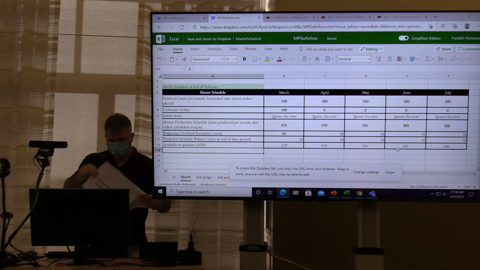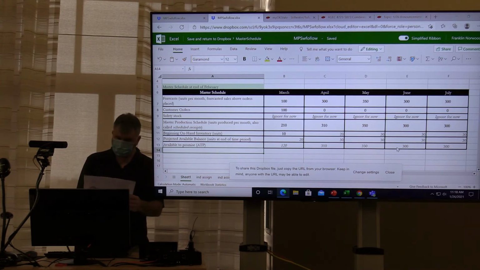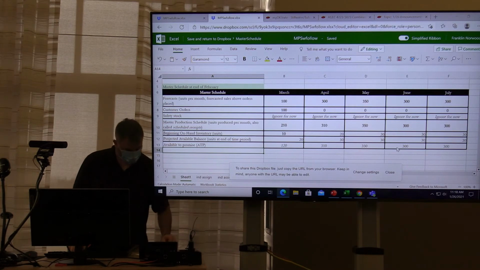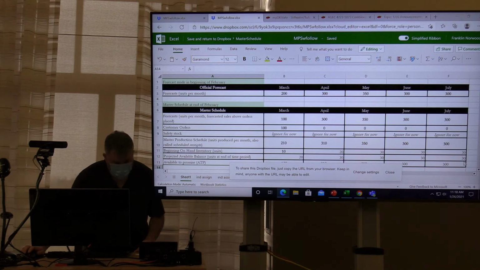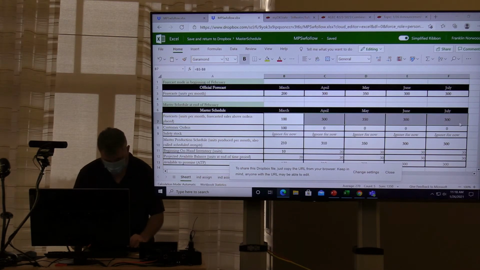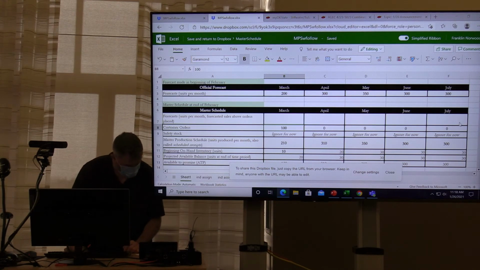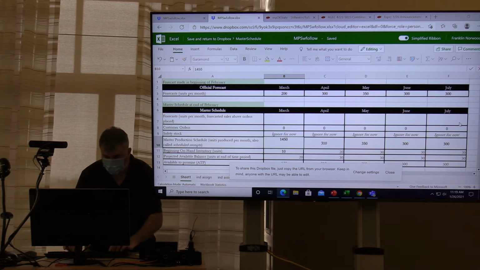Let's go to page 3. All right, this is a little different. Looks like sales are the same, 200, 300, 350, 300, 300. Currently, there are no orders. We're going to produce 14,050 units the first month and nothing the remaining months.